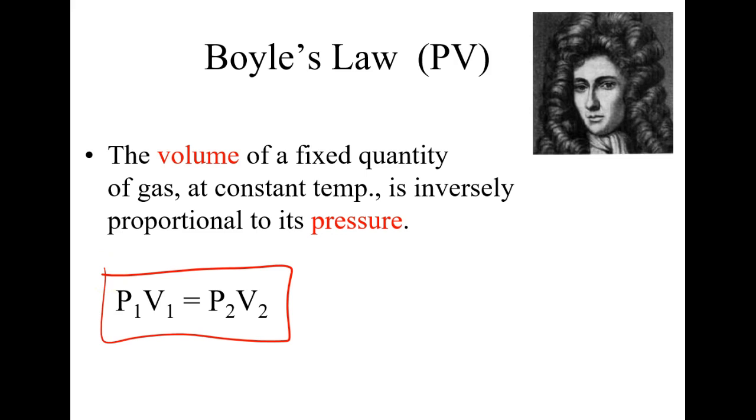And your pressure units can really be any of the ones we talked about. Millimeters mercury, torr, atmospheres, kilopascals, as long as they're the same on both sides. I would say the same thing about the volume. They could be in either milliliters, or in liters, or in cubic centimeters. Any of those are fine, but they have to always be the same on both sides.